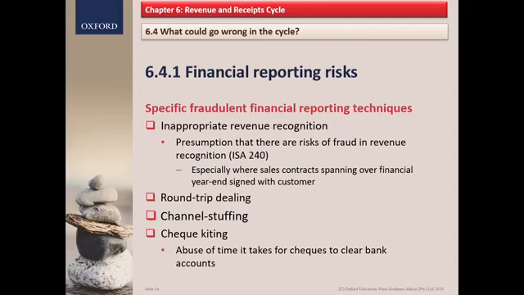Let's continue with financial reporting issues. We've got inappropriate revenue recognition. We've alluded to those. If you are not following the standard, which is IFRS 15, then you are not disclosing your revenue properly. You can end up not fairly presenting your financial information in your financial statements. Specifically, when you do that, there are specific scams. The first ones are called round trip billing, channel stuffing, and check kitting.